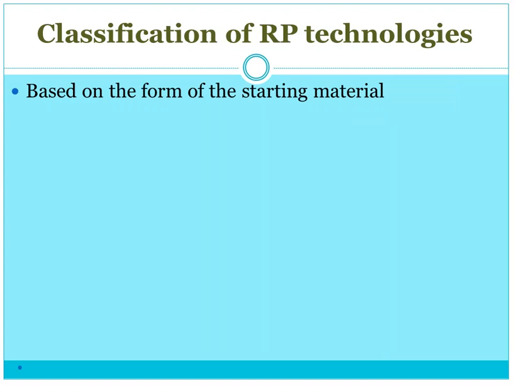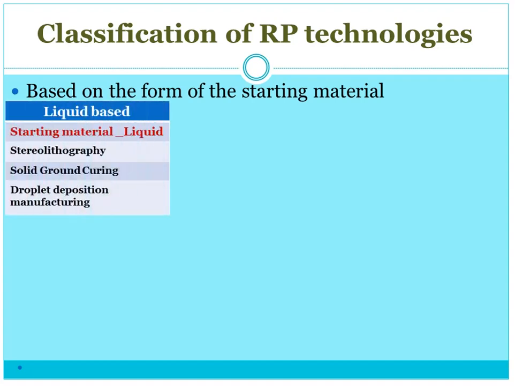Now, these RP technologies are classified based on the form of starting material. The first one is liquid-based starting material. In that, there are some common methods of 3D printing. The first one is stereolithography. The short form is SLA, stereolithography apparatus. The next ones are solid ground curing and droplet deposition modeling.